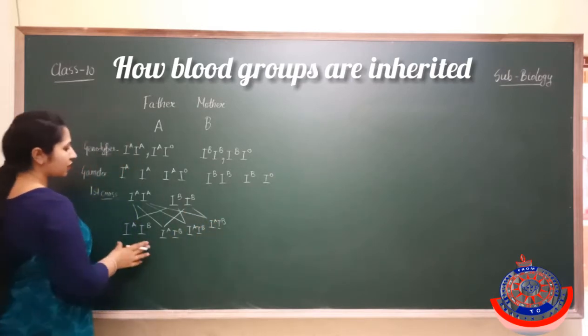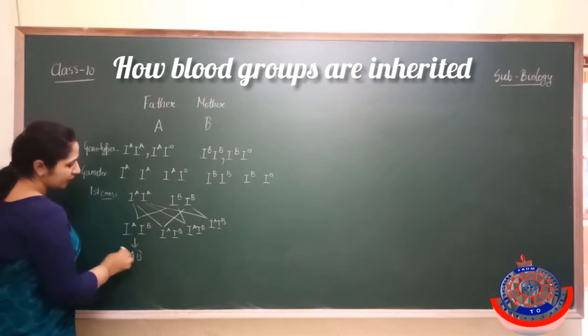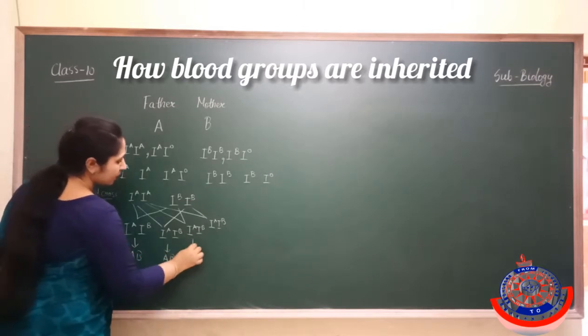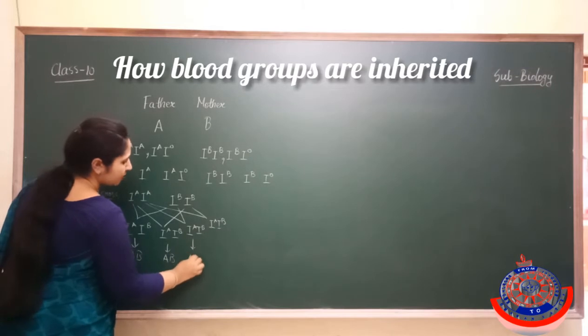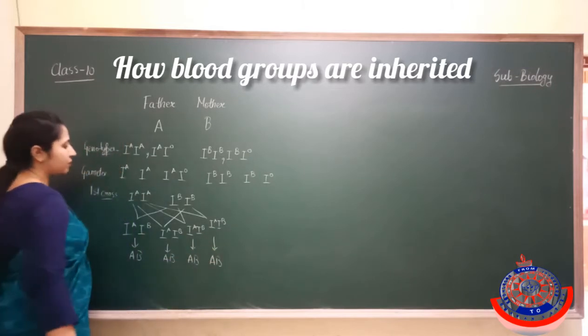So what will be the result of this cross? This type of fusion forms the AB blood group. This also AB blood group, this also AB blood group, and this also AB blood group.